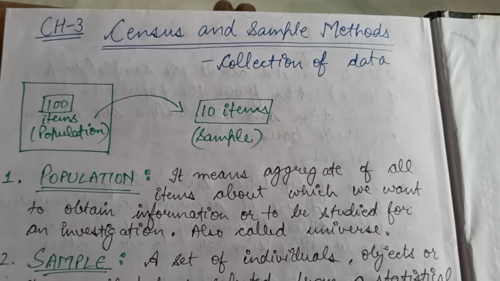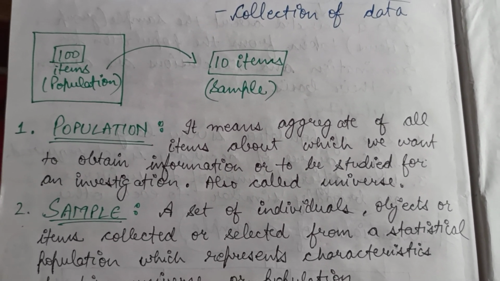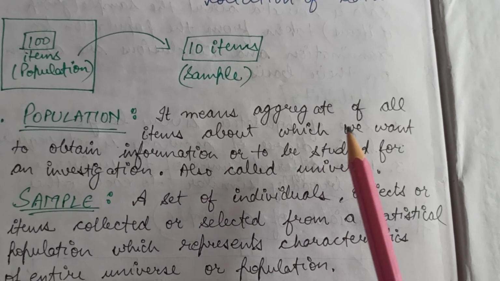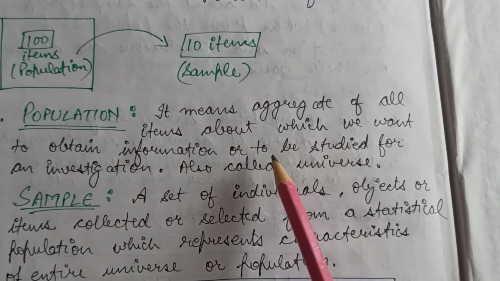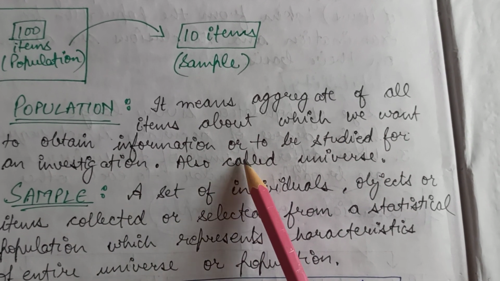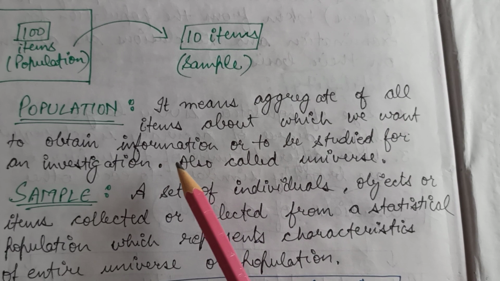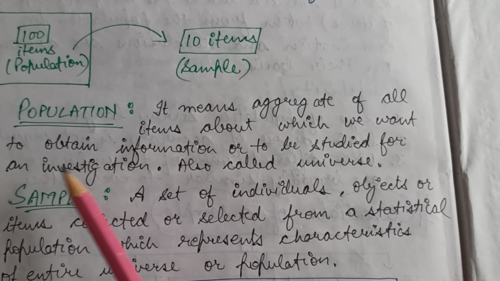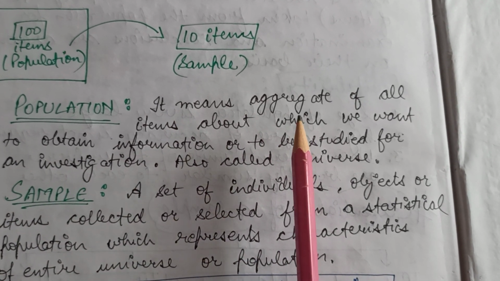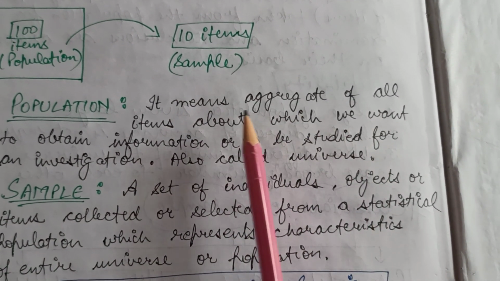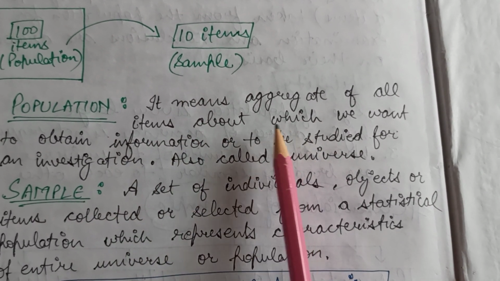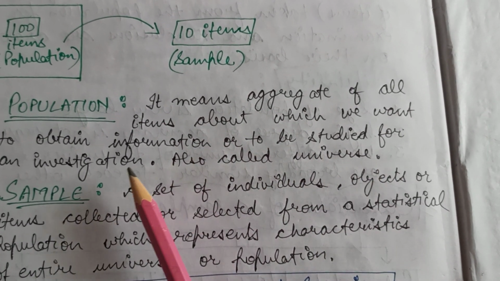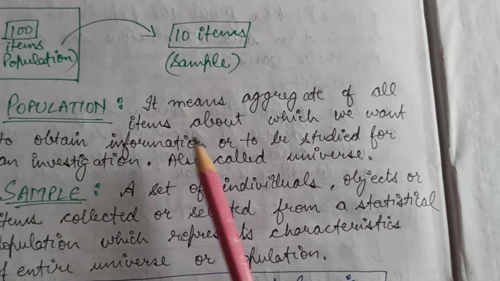Now, firstly, you must be clear about the terms population and sample before starting with the chapter. Population means the aggregate of all the items about which we want to obtain information or which are to be studied for an investigation, and it is also called universe. How can population be defined? It refers to the aggregate or the summation of each and every item about which we want to obtain information or which are to be studied for an investigation, and it is also known as universe.